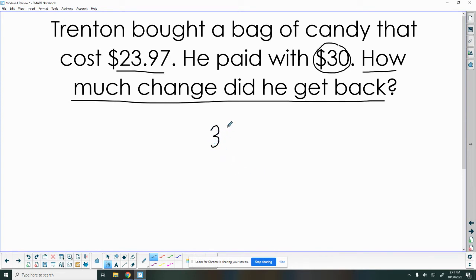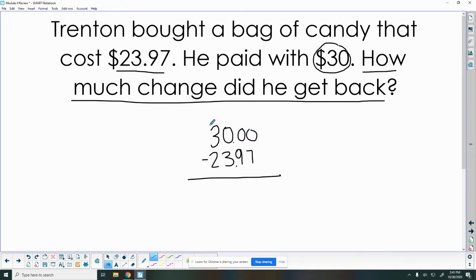So I'm going to say he gave them $30. This was the bigger number. And I'm going to take away what he spent, and that will show me what he gets back. So notice my decimals are lined up. There's a 0 above this 3, the 2's under the 3. And I put zeros above the 9 and 7 to remind myself that I don't have any pennies or dimes up here. So I cannot do 0 minus 7.